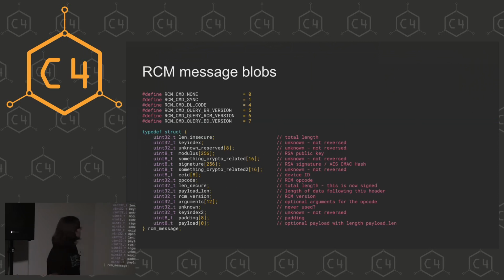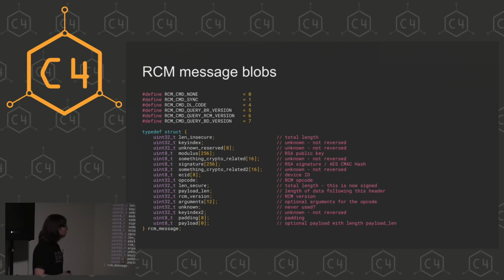This is what one of these RCM messages looks like. It's basically just a C struct, a binary blob that is being thrown over a bulk endpoint to the device, and the host stack then does stuff. So here are some CMDs. Download code, for example, is command number 4, and all these version requests are 5, 6, and 7. And this struct contains all the important things that the RCM code needs to know to verify that message, the signature of that message, and what it's supposed to do.